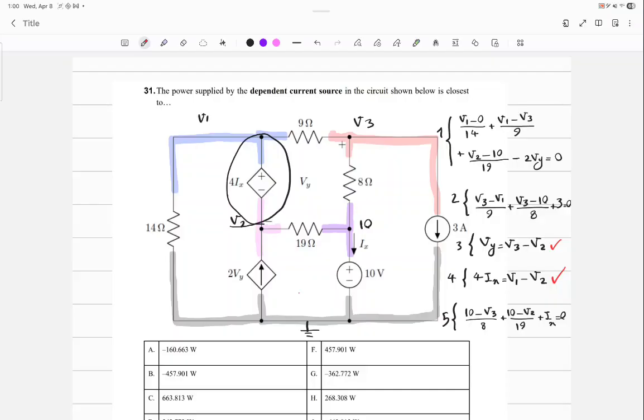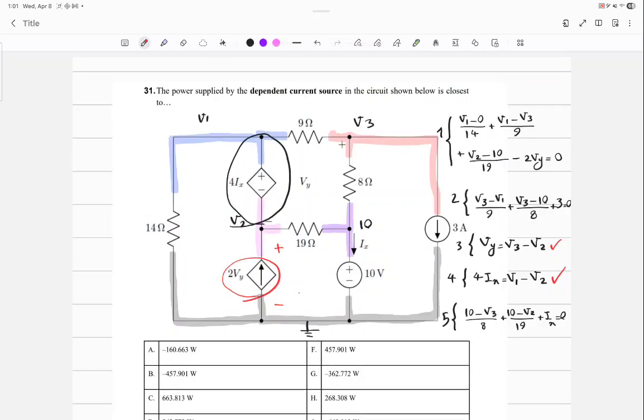Now, which elements should we be worried about? The power supplied by the dependent current source, this guy, right? So after we find all the voltages, we have the voltage across this thing, which is V2 minus 0, V2. So we have that. And what is the current? 2Vy. If you have the voltages, you can also find Vy, and then you can multiply them and find the power. Is it absorbed or supplied? Supplied. So the way the voltage should be is right there.